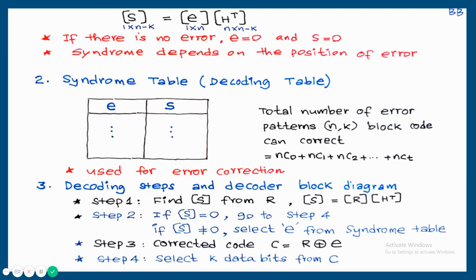Depending upon the generator matrix, we are able to say where the data bits and where the parity bits are. If G is [I P], the leftmost k bits are data bits. If G is [P I], the rightmost k bits are data bits. That is the advantage of systematic code. There is a fixed position for data bits. So very easily data bits can be selected from the corrected code C.